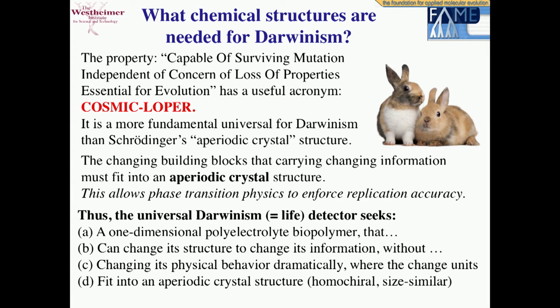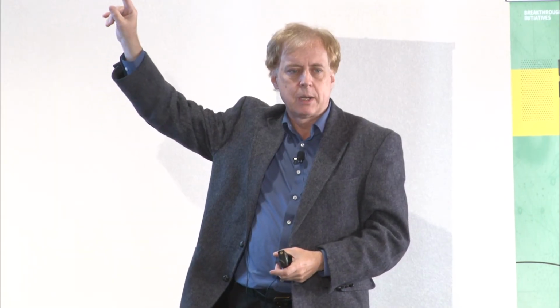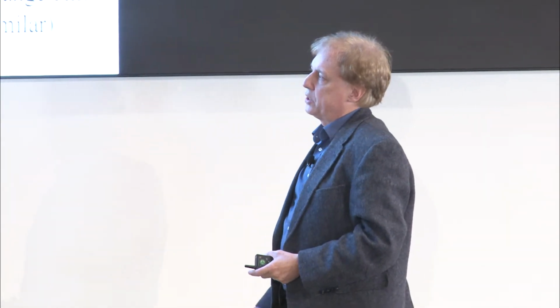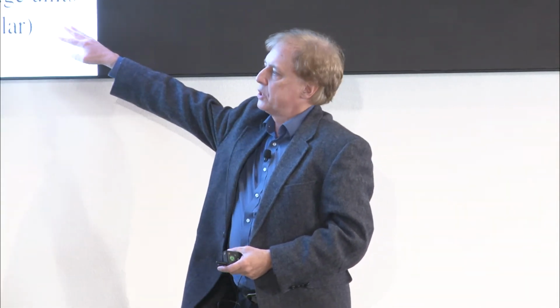And the second thing is that when you do change A to T and C to G, you've got to be able to have that change go without disrupting greatly the structure of the molecule. It still has to fit into the same aperiodic crystal structure, which means, among other things, that if you have a chiral molecule, all of the building blocks in that biopolymer must have the same chirality. They must have the same hand. Okay, so are you with me? Two criteria for the universal genetic biopolymer. In water, I keep emphasizing this, it's got to have a one-dimensional polyelectrolyte structure, can change its structure without changing its physical behavior dramatically, where the changed units fit into an aperiodic crystal structure, same size, same chirality.